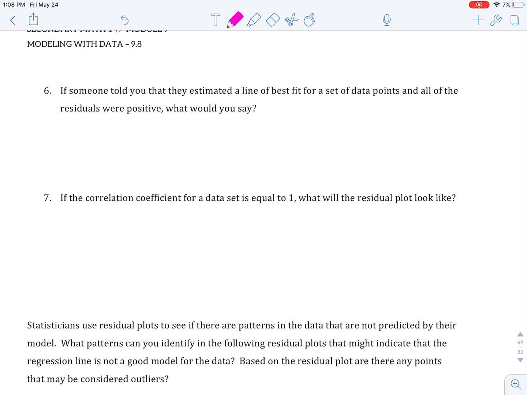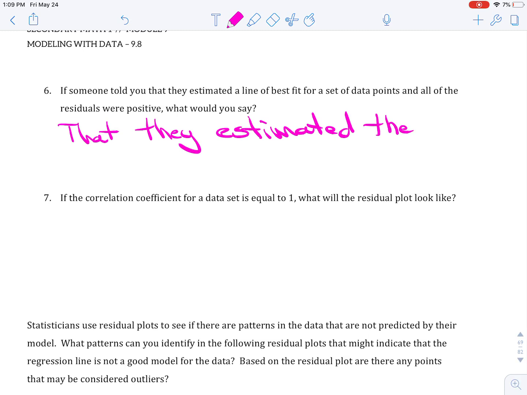6. If I told you that someone estimated a line of best fit for a set of data points, and all the residuals were positive, what would you say to them? I think that these are pretty similar to the test, so I would definitely listen up here. Well, that would mean that they estimated the line of best fit too low. So it must be below all the actual data points is another answer.